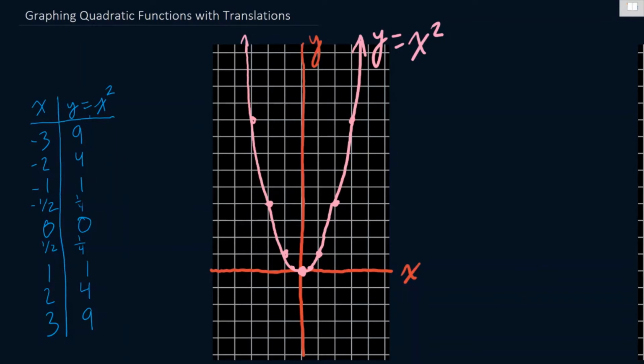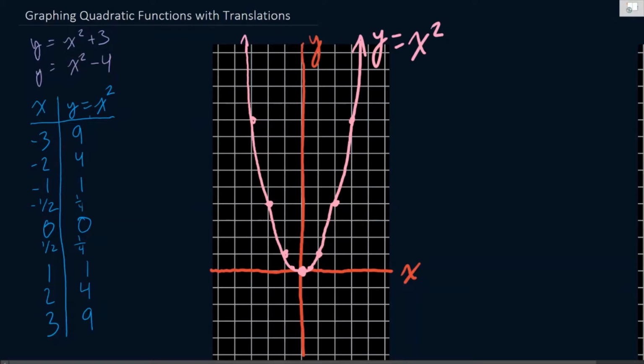In our last video, we learned how to graph the basic quadratic function y equals x squared. So what we're going to add this time is how do we graph functions that have things called translations. So first of all, let's do a couple examples to see what these things look like. So if we do y equals x squared plus 3, or y equals x squared minus 4, what do those things look like?